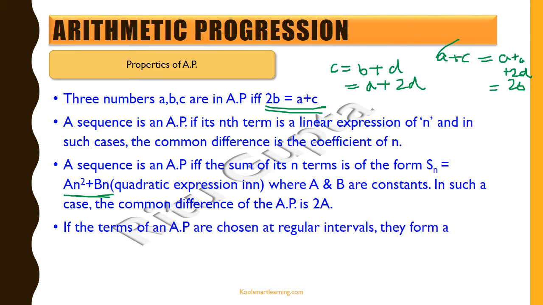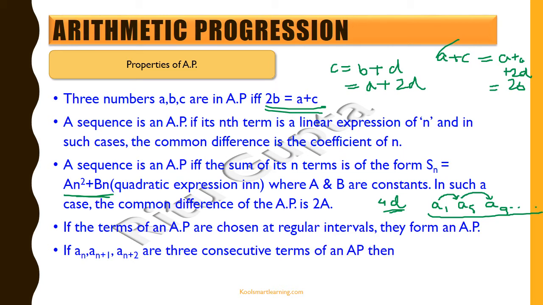If the terms of an AP are chosen at regular intervals, they also form an AP. What does that mean? If we choose A1, A5, A9 and so on, this will also form an AP. Regular interval means we are choosing every fourth term of the given AP. The given AP was A1, A2, A3, A4, A5 and so on, but now we are choosing every fourth term. This would also be an AP, and the common difference obviously would be 4 times the common difference of the original AP. So the common difference will change, but it will form an AP.